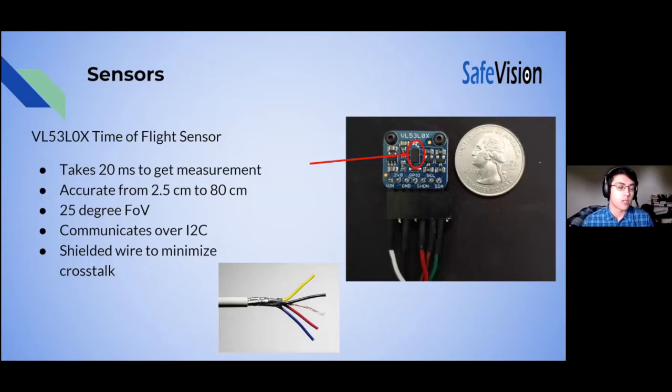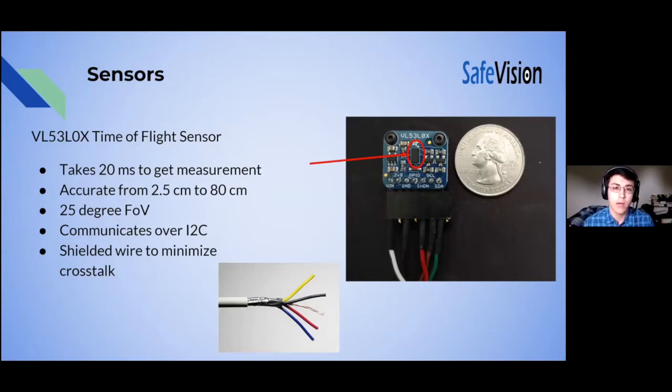The measurement latency for these sensors is about 20 milliseconds, and the sensors are accurate at distances between 2.5 centimeters and about 80 centimeters. We measured these numbers experimentally. We found that closer than 2.5 centimeters, the sensor readings tended to bottom out, while at more than 80 centimeters, the measurements were wildly inconsistent.